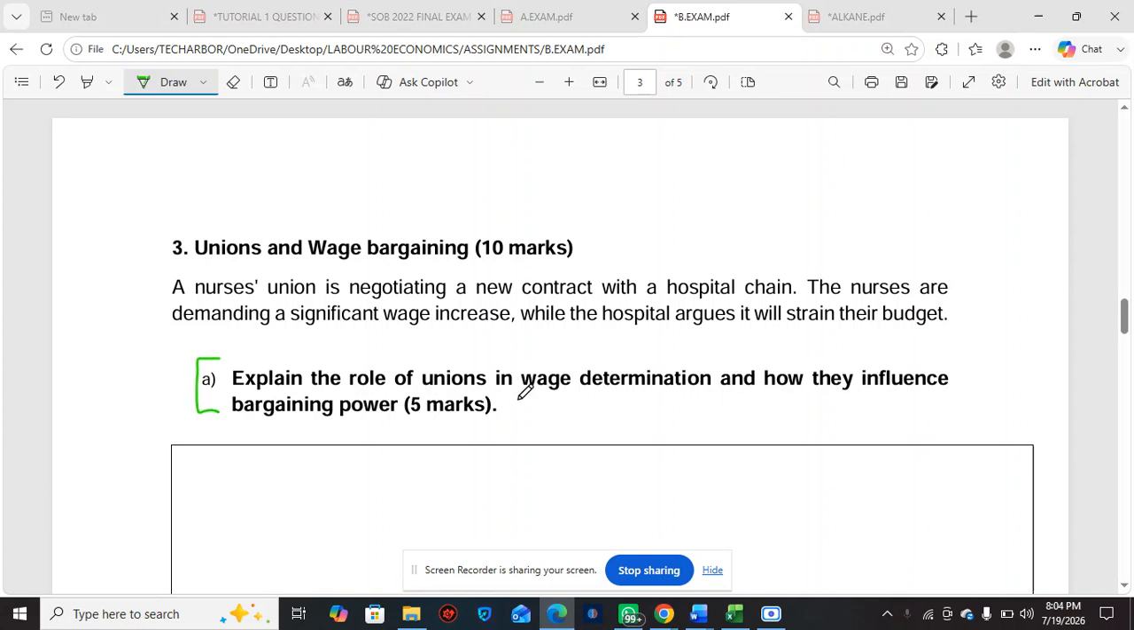So these trade unions are the representatives of the workers. They are the ones who are going to negotiate for the workers so that their working conditions are good and their salary or their pay is good. It is very hard for one nurse in this question's case to bargain for themselves.